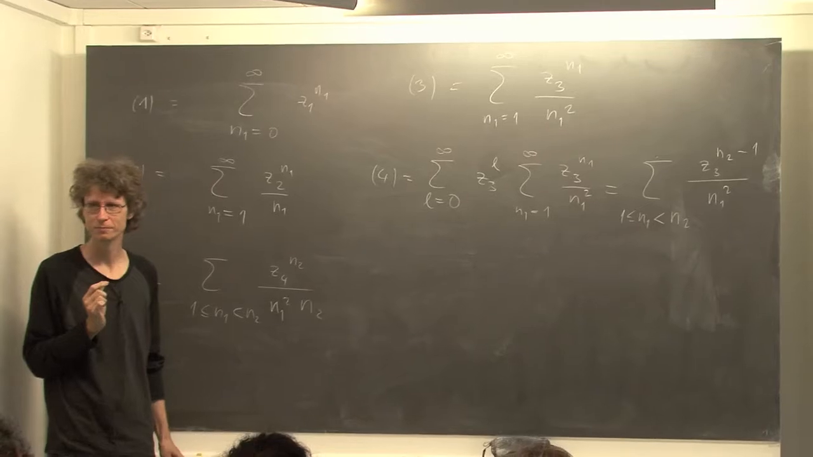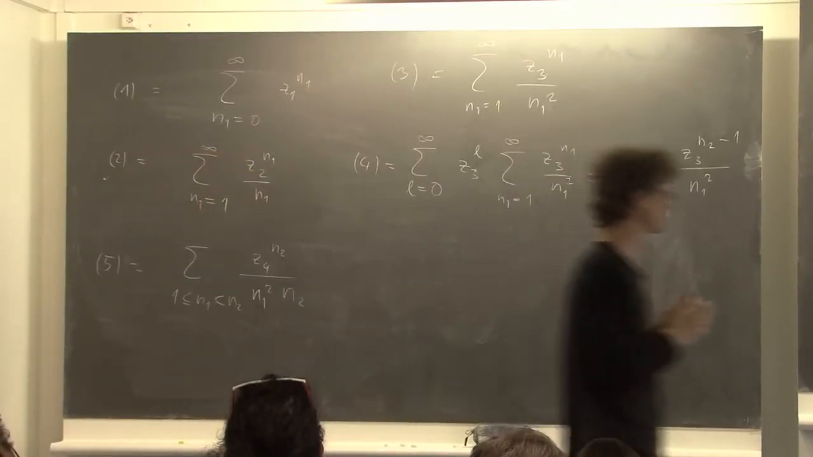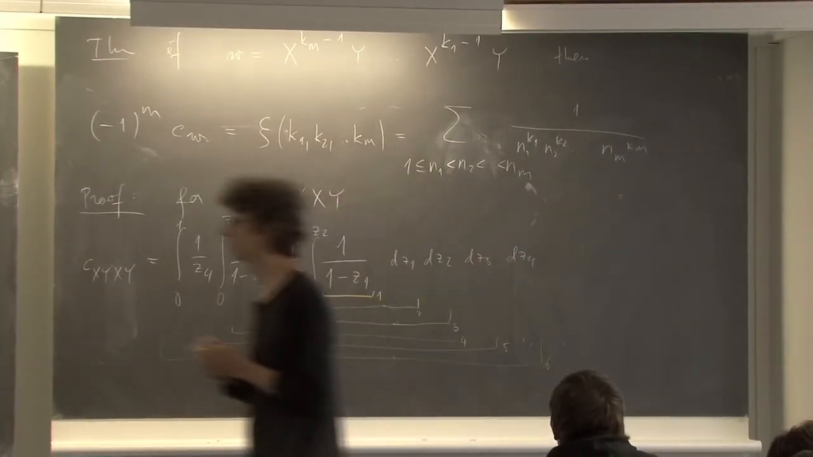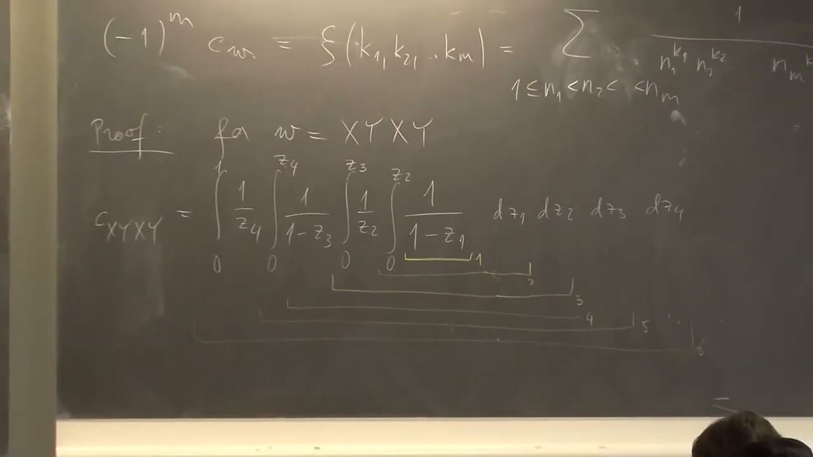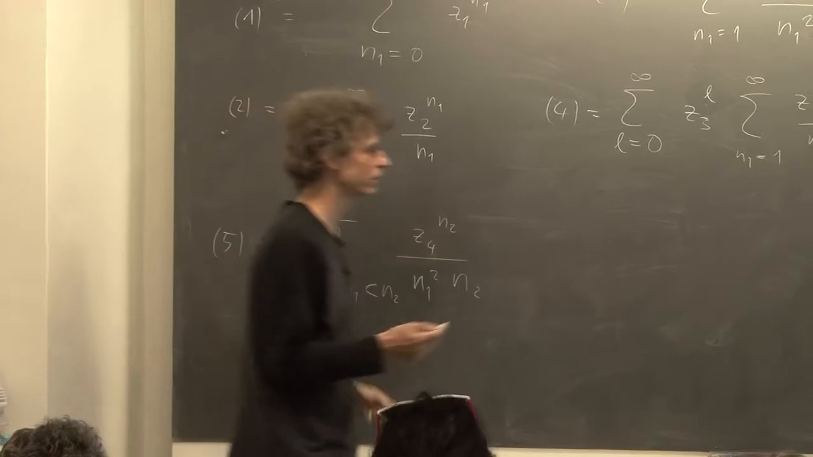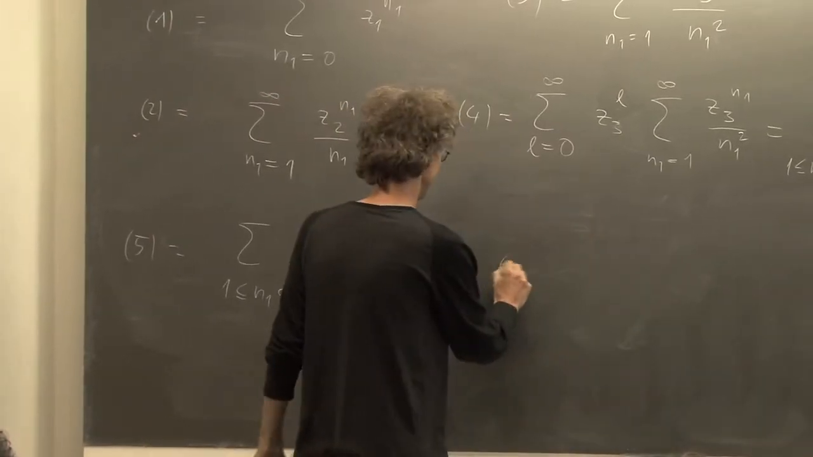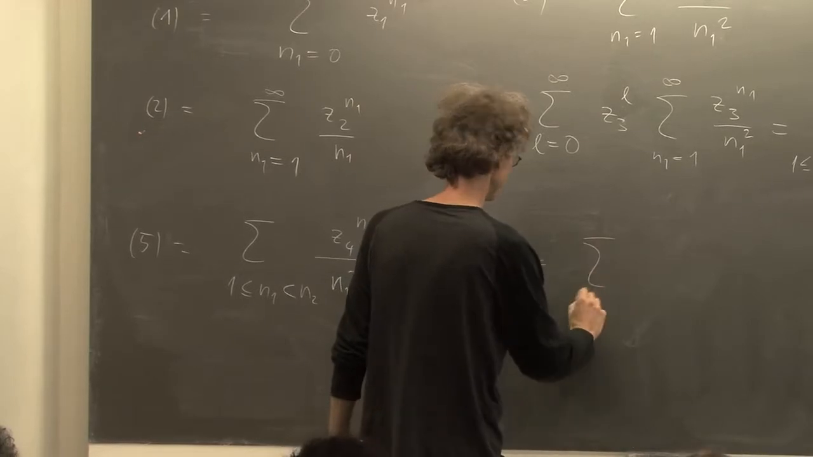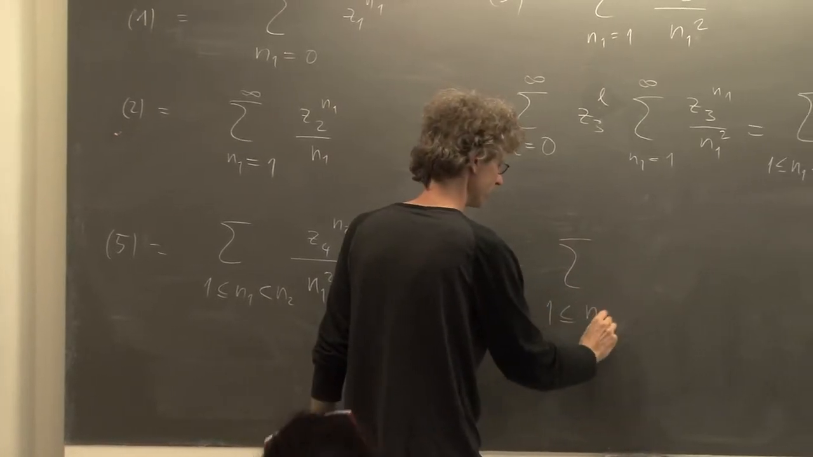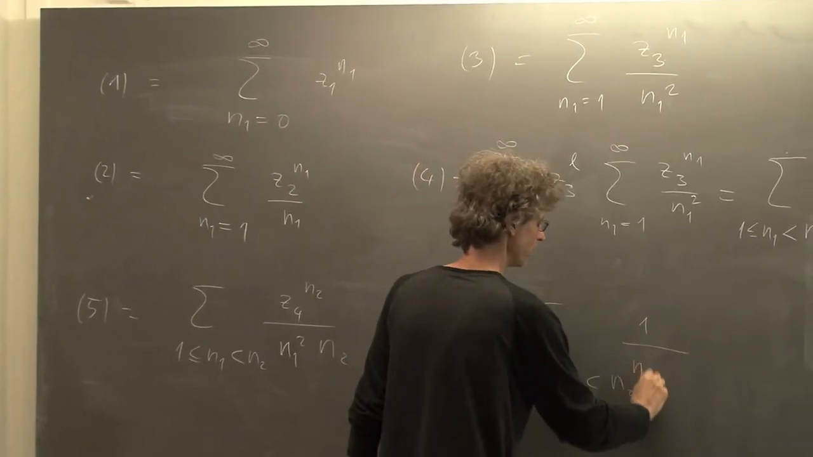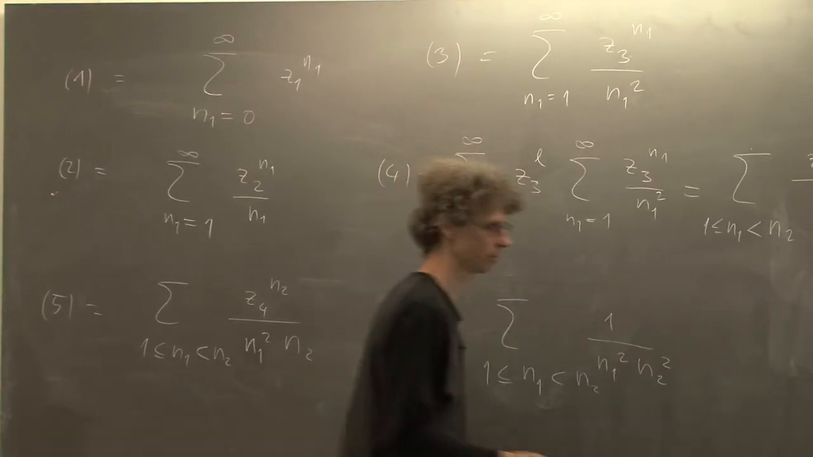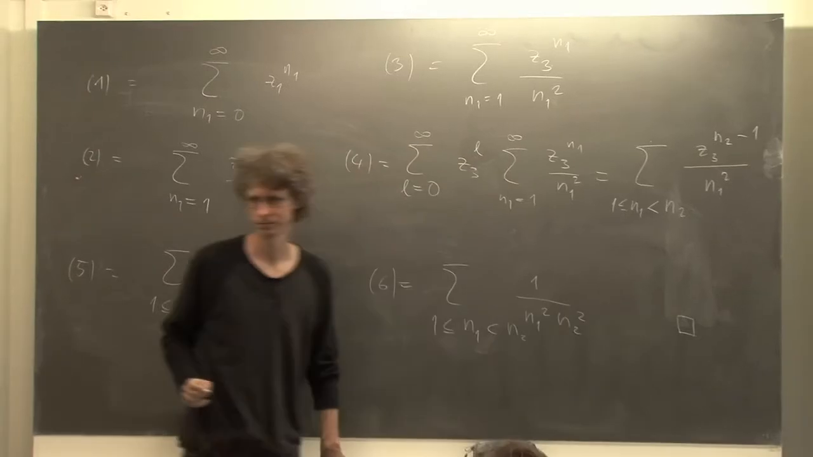So it's evolving very well. And now the final thing, the entire thingy, 6. What do we do? We just divide by z4, so it just decreases this by 1, but we integrate it back, so I'll put it back, but we integrate it up to 1. So finally, 6 is equal to the sum over 1 less than or equal to n1 less than n2 of 1 over n1 squared n2 squared. That's it. That's how it works.